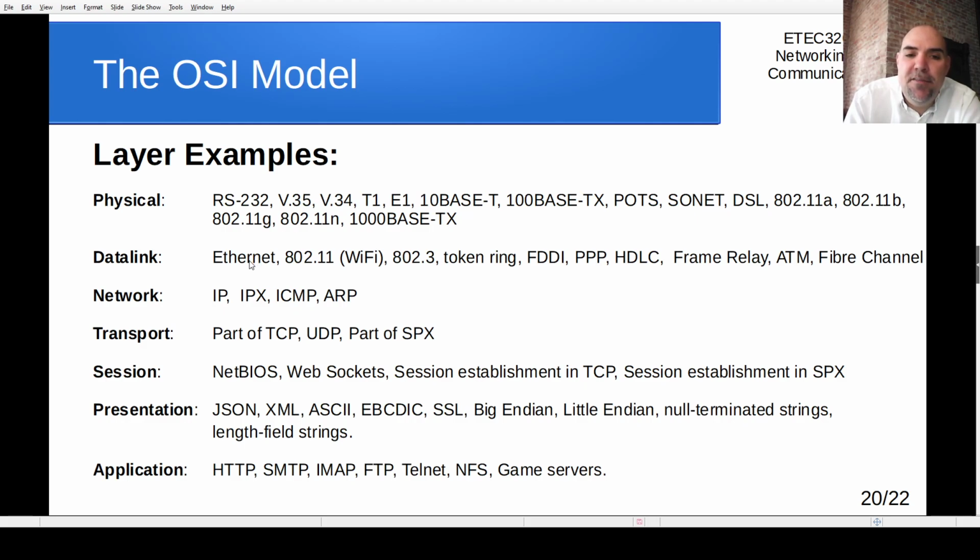At the data link layer, Ethernet, which these are all variants of Ethernet that we have up here, 10 base T, 100 base TX, and these are wireless Ethernet.